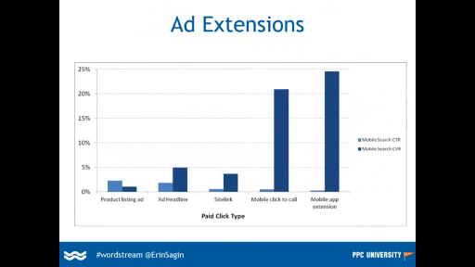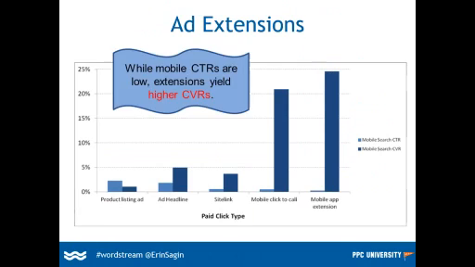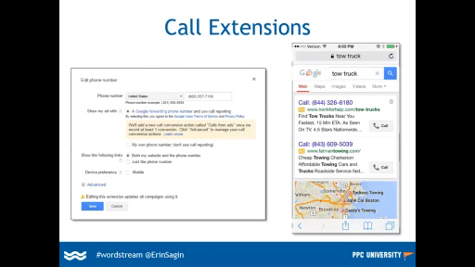Another thing you want to do is utilize ad extensions. So even though mobile click-through rates tend to be low, extensions yield much higher conversion rates. And we see that particularly with mobile click-to-call and mobile app extensions. I mean, these are huge, right? Look at this. I mean, over 20% of the people who are using that mobile click-to-call are converting. And in apps, it's even higher. So you absolutely want to implement ad extensions.